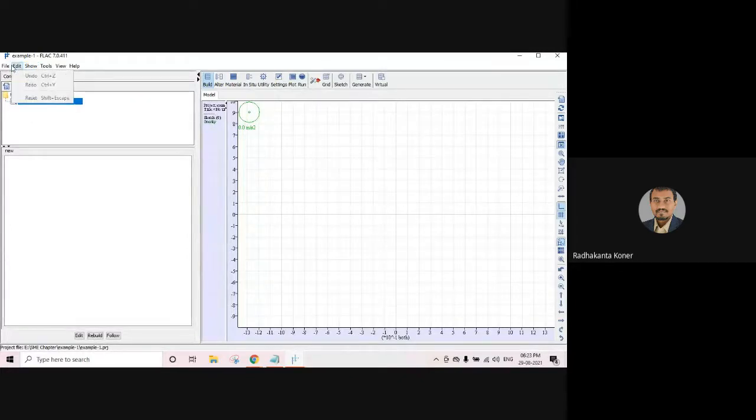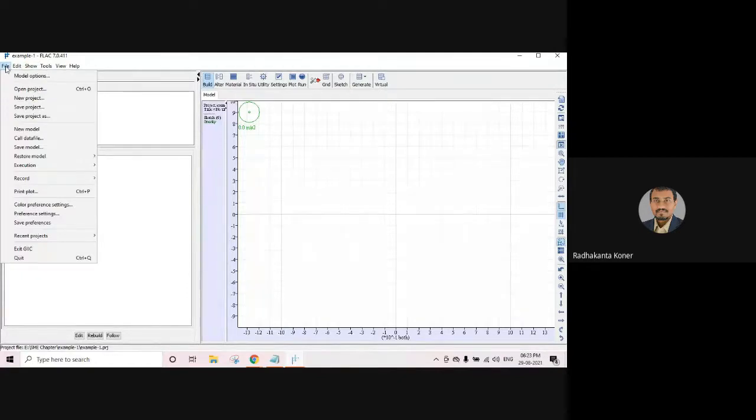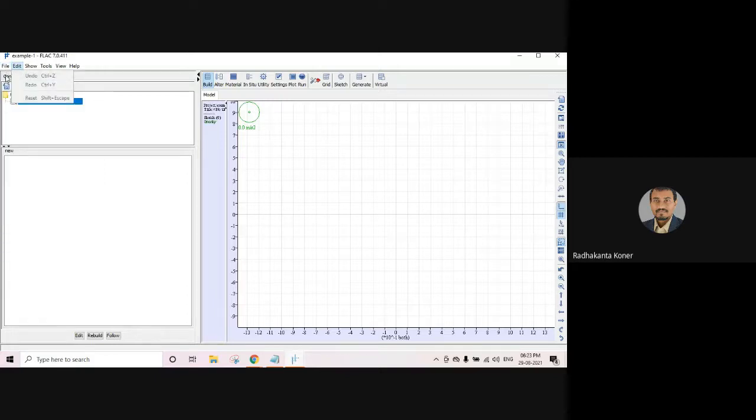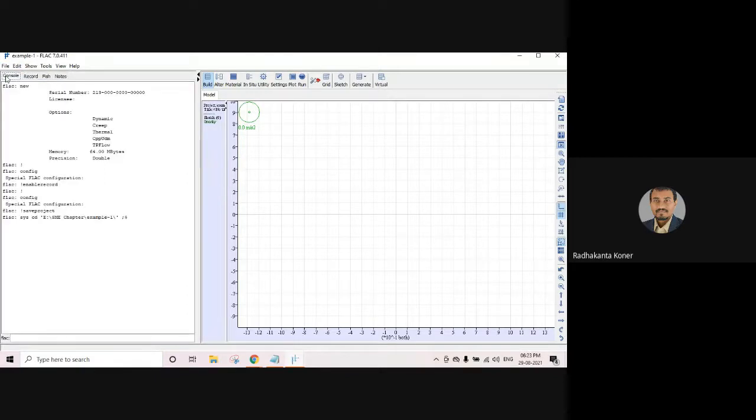In general we all use the graphical user interface, but today we will prefer to use the command mode, because from my experience, I think it is better to use the command mode.